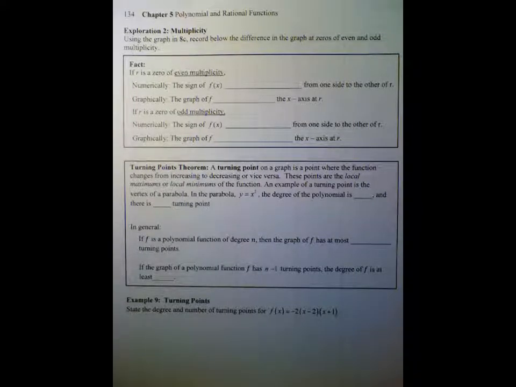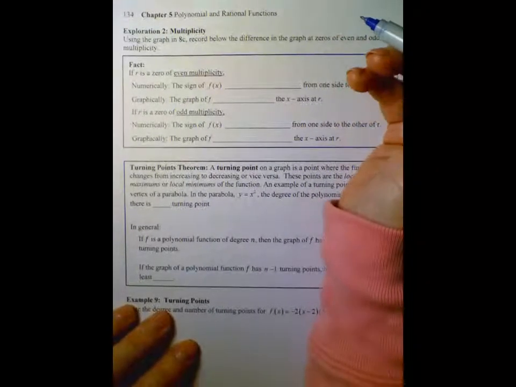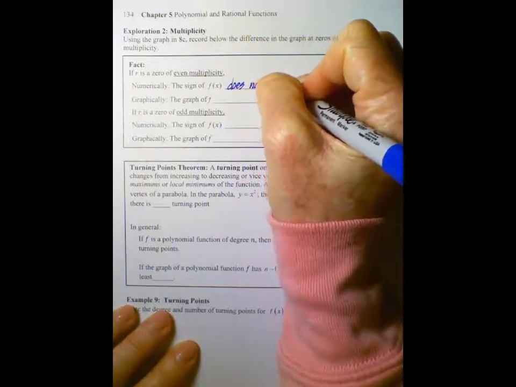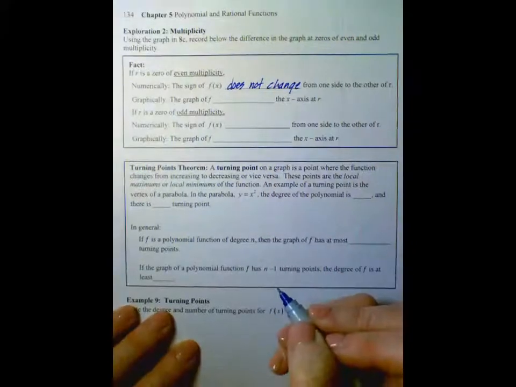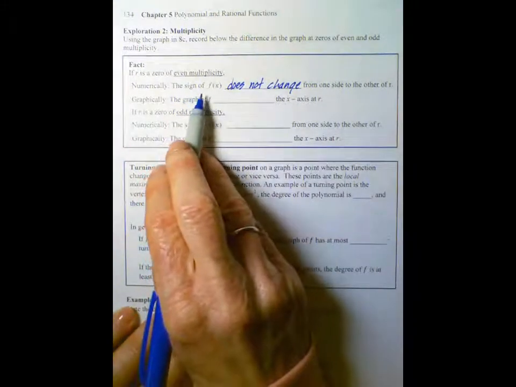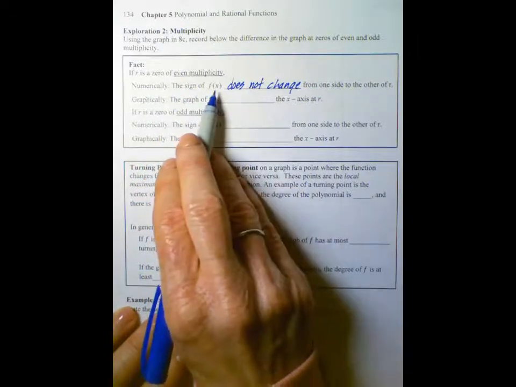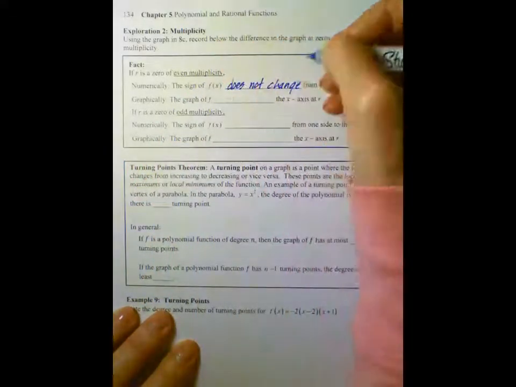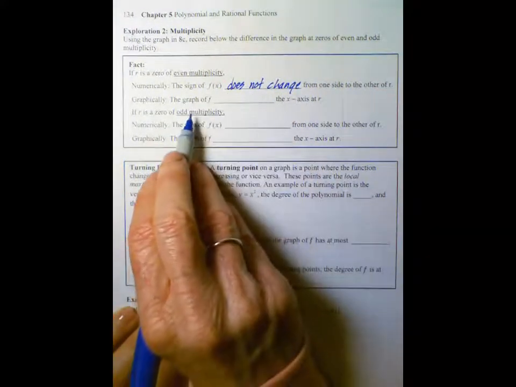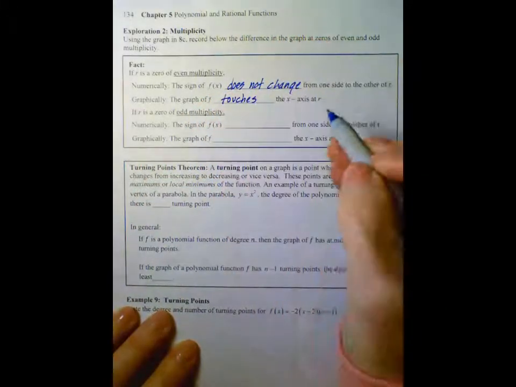If r is a zero of even multiplicity, numerically, the sign of f of x does not change from one side to the other of r. So what that means is, since we touch, if it's even, remember we said even touches, so the sign of y, if we're above, we're still above, if we're below, we're still below when we touch, right? So the sign doesn't change. Graphically, the graph of f touches the x-axis at r.